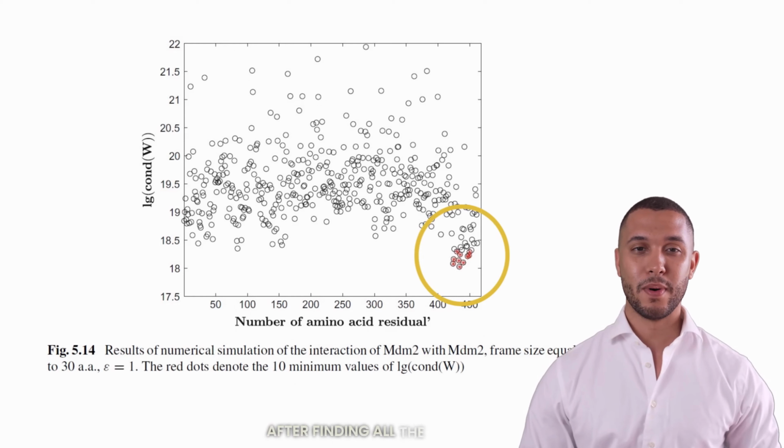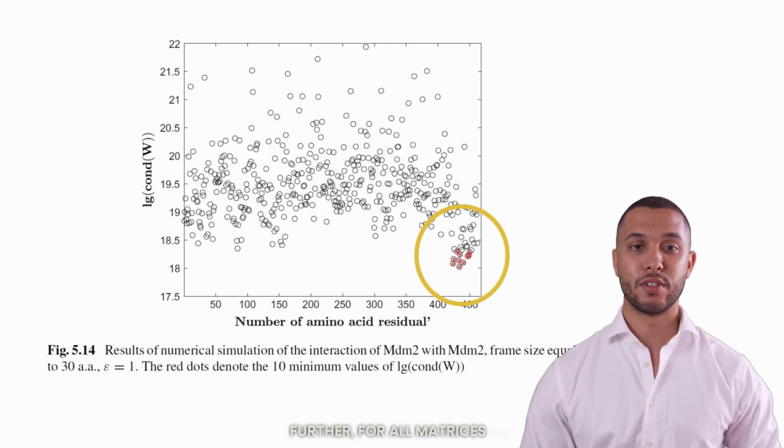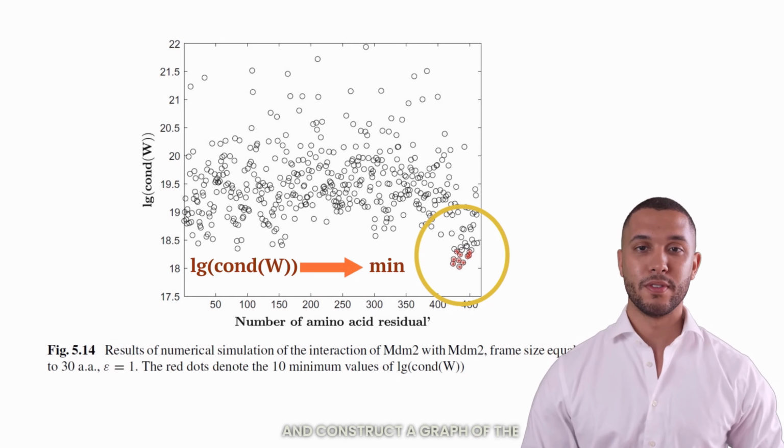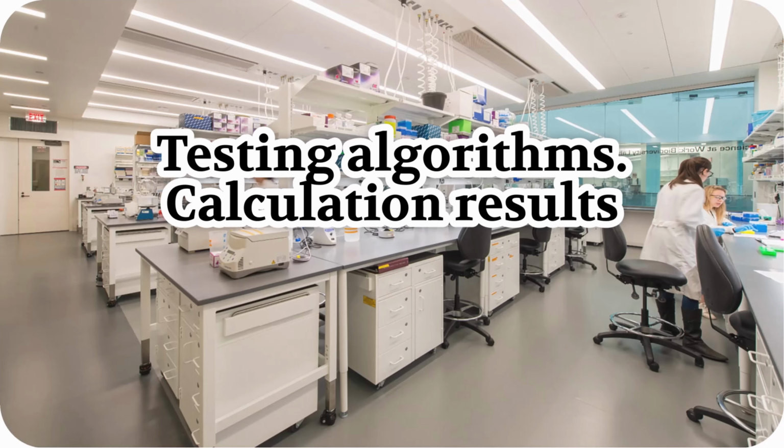After finding all the participating pairs of one-dimensional arrays, we build a matrix of potential energy of electrostatic interactions. The matrices will have a square form. Further, for all matrices we calculate the values Leconte and construct a graph of the dependence of Leconte on the order number of the amino acid residue of the participating one-dimensional arrays.